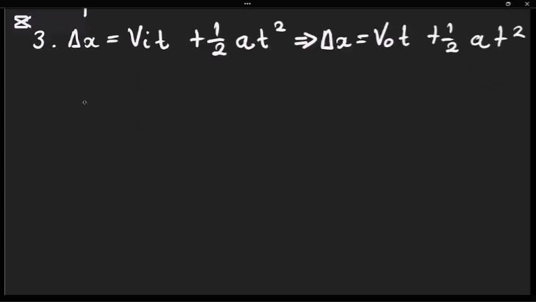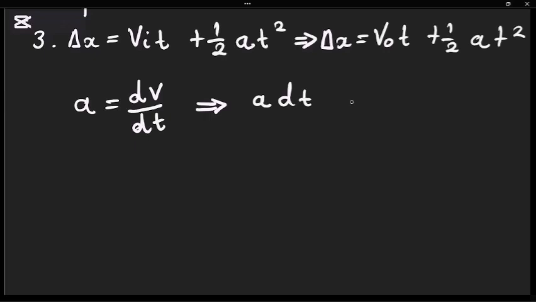So, how do we derive the first kinematic equation? We simply use acceleration, and we know that acceleration is given by dv all over dt, which gives us a dt equal to dv if you just cross multiply. Then from here you introduce the integral sign on both sides of the equation. So you will have integral a dt.